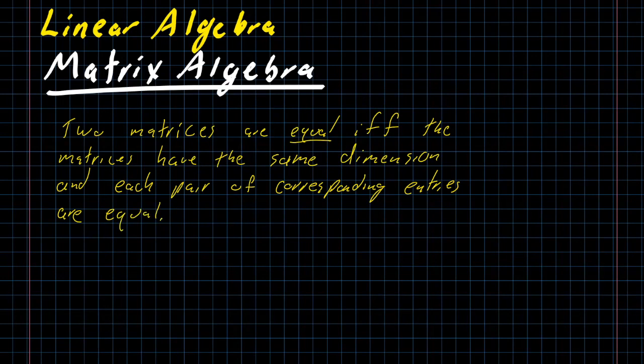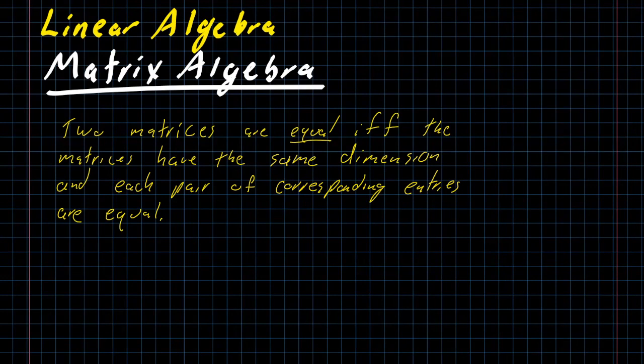And let's put down a formal definition for equality on matrices. It's going to be something that probably makes sense. You probably could have figured it out on your own. But formally speaking, two matrices are equal if and only if the matrices have the same dimension and each pair of corresponding entries are equal.